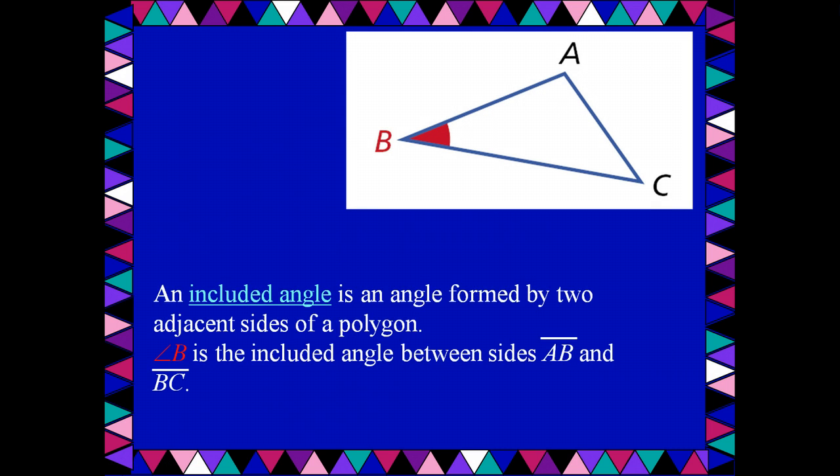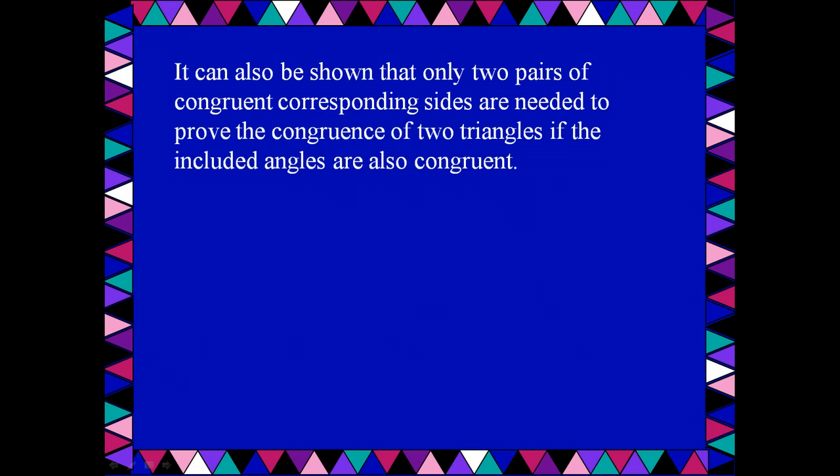An included angle is formed by two adjacent sides of a polygon. B is the included angle between sides AB and BC. It can also be shown that only two pairs of congruent corresponding sides are needed to prove the congruence of two triangles if the included angles are also congruent.